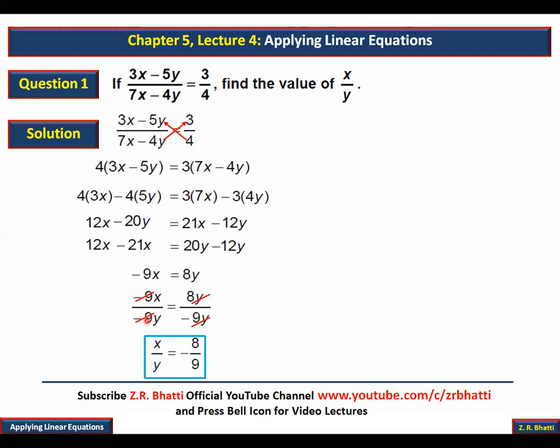-9 will be cancelled out, giving you x over y. And this y will be cancelled out with this y, giving you the answer. Cancelling y by this y, we will have the answer -8 over 9. That's the required value which he asked to find, x or y. Now you can put the answer question.